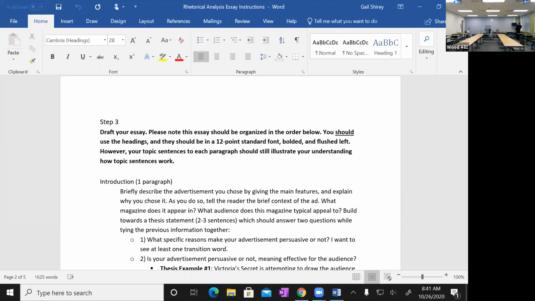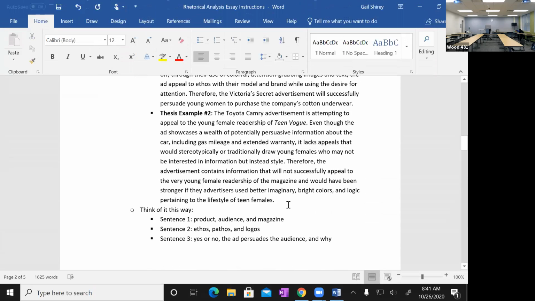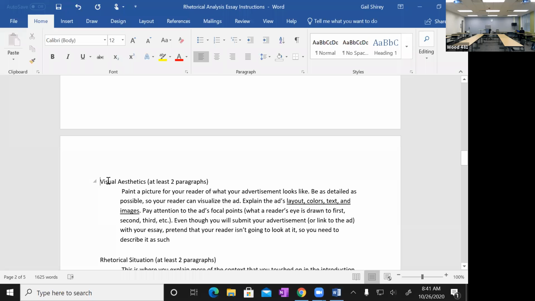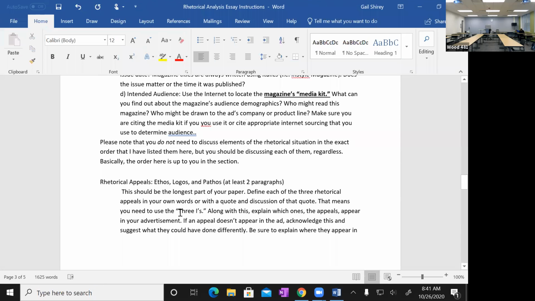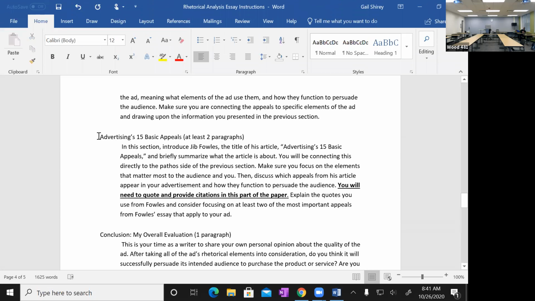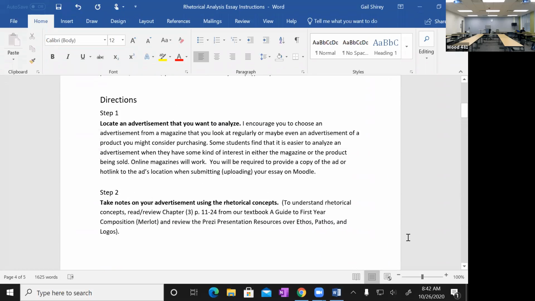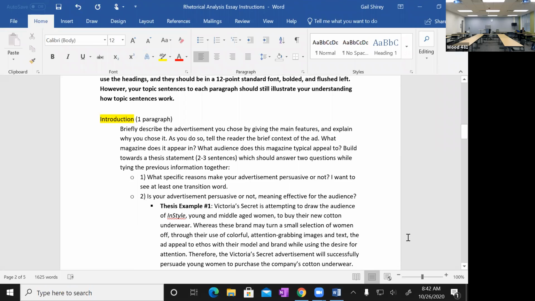Remember, even in your drafting, in this particular essay, you're going to use headings. And you can see in there, I have the headings identified for you. So you're going to use the heading introduction, and then you're going to have the heading visual aesthetics. Then you'll have a heading called rhetorical situation. You will have the heading rhetorical appeals. And you will have another heading, advertising 15 basic appeals. Finally, the heading of conclusion. So your headings, I want to match what I give you in the instructions. Each heading represents a section of the essay that you're going to be including.